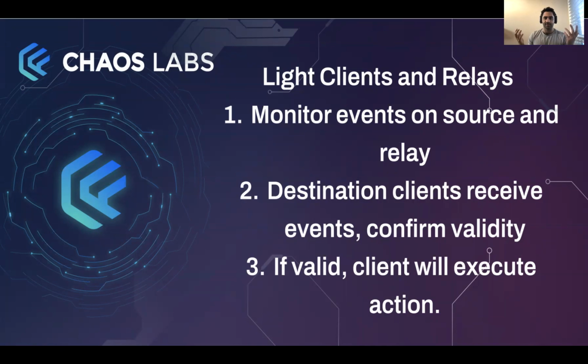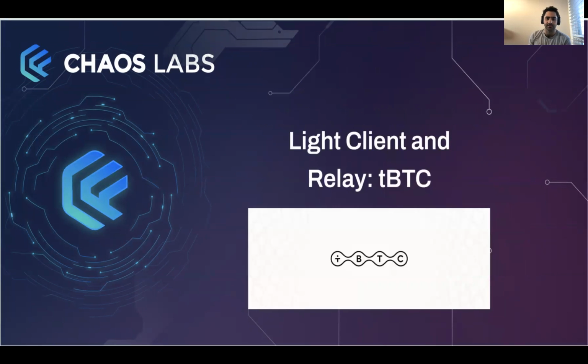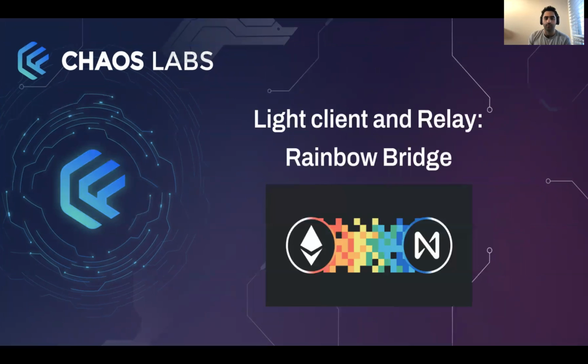A really simple and probably most popular example of this is minting assets on the chain. We'll get more into that, and popular examples for this are tBTC and the Rainbow Bridge, which we mentioned before, between Near and Ethereum.